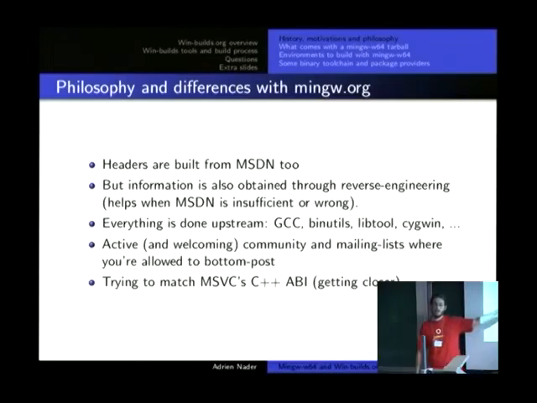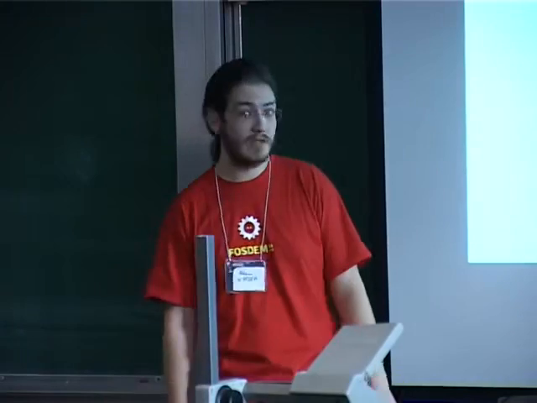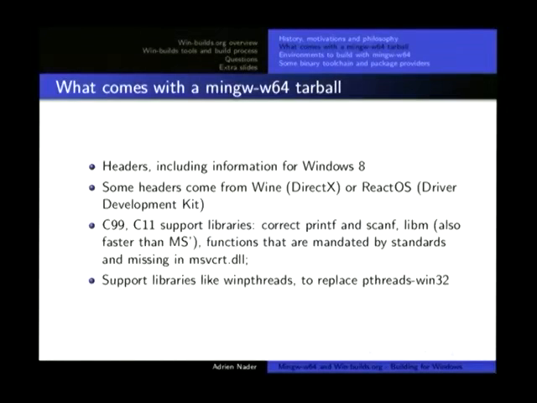Also, one goal is to reach the ABI of MSVC for C++, because right now you can't mix objects from the two. But that's the goal, it's getting closer, and it's why every one or two GCC versions you have to rebuild all your C++ stuff, because the ABI has changed, and Kai is the culprit here. But I don't think he's here for you to throw stones at him.